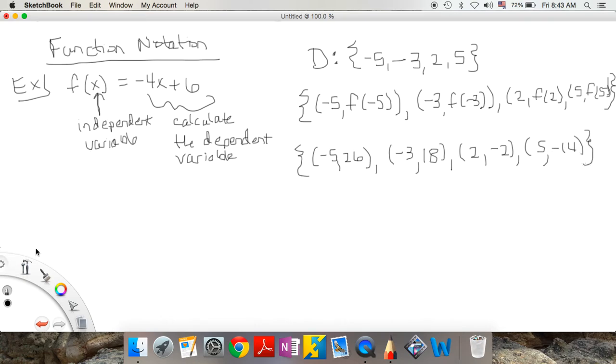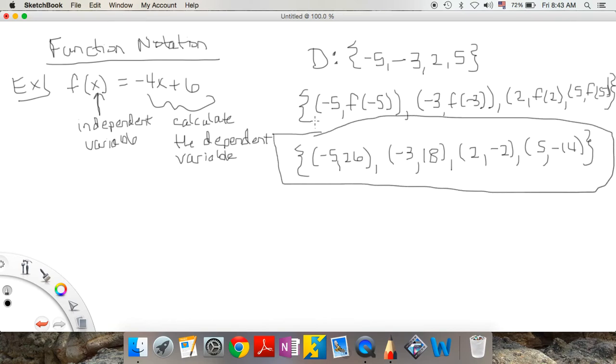So that's our function right here. We used our domain, our list of independent variables, and put that in our function notation to figure out what the dependent variable values were for each of those and listed out our ordered pairs.